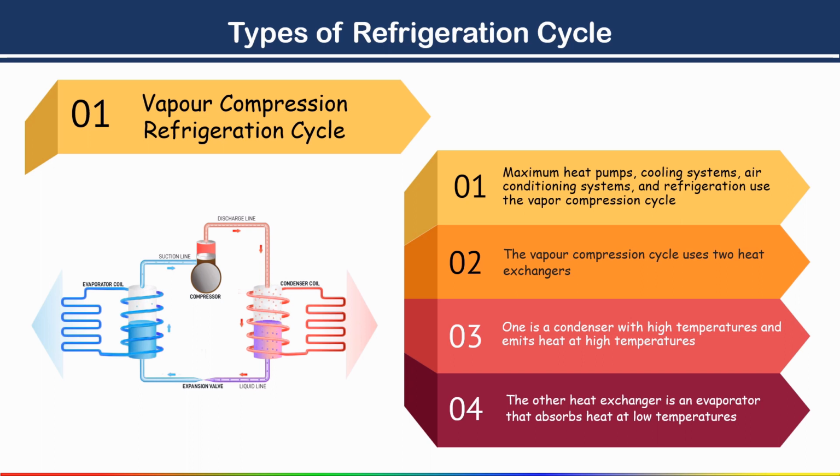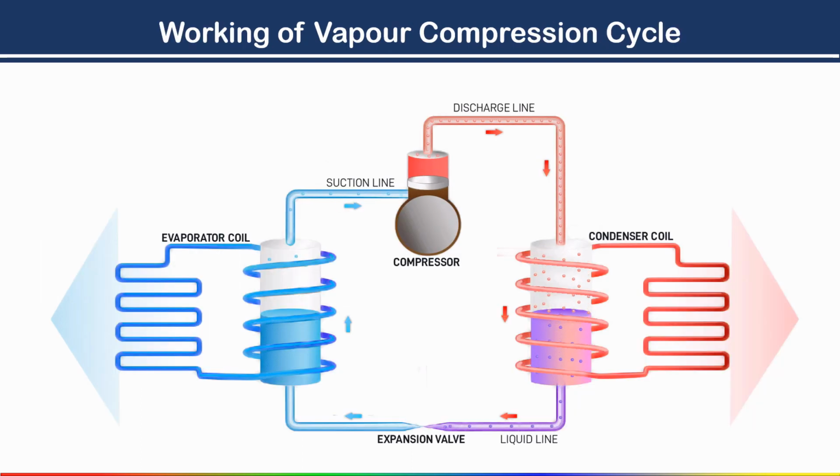Now we have to see the working of this vapor compression refrigeration cycle. Here you can see the complete image of the vapor compression cycle. There are four main components of this cycle: compressor, condenser, evaporator and expansion valve. As the cycle starts working, the vapor refrigerant at low temperature and low pressure is introduced into the compressor. You can see the suction line is shown here.